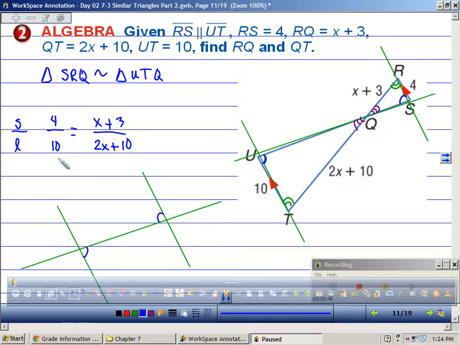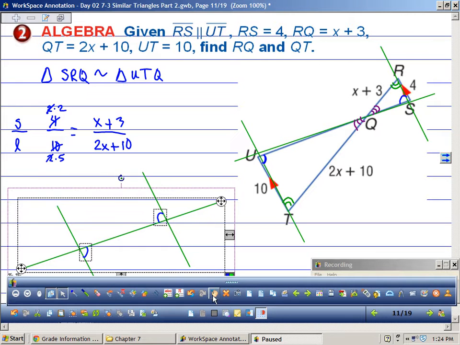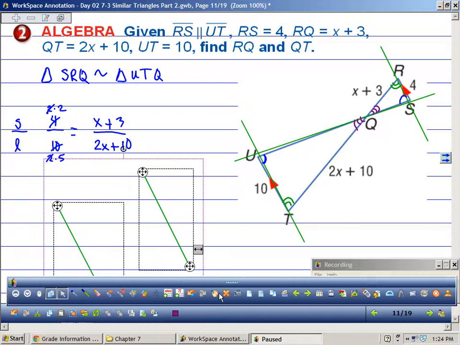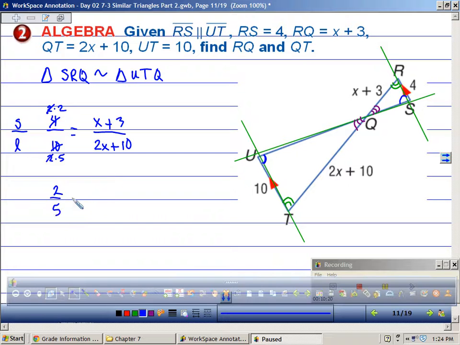What should I be doing now before I start solving? I would simplify. Instead of this being 4, it's really 2 times 2. Instead of that being 10, it's 2 times 5. So let's simplify that, first of all. Okay, so now I've got 2/5 is equal to x plus 3 over 2x plus 10. Yes.